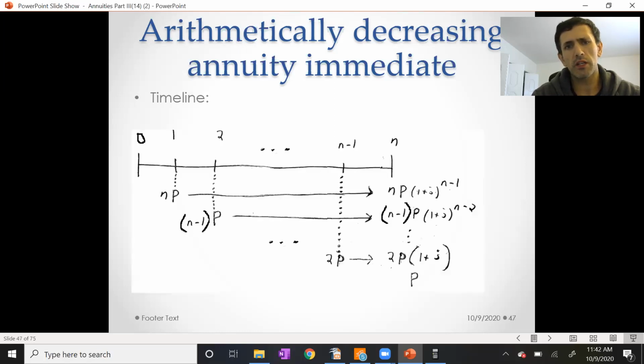So the timeline is as follows. The first payment is nP. That accrues n minus 1 periods of interest. This is an annuity immediate we're going to first talk about. So the first payment is at the end of the first year, and hence it accrues n minus 1 periods of interest. The next payment is (n minus 1)P. That accrues n minus 2 periods of interest, etc., etc. The second to last payment is 2P, and that accrues 1 period of interest. The last one is P, that accrues no interest at all.